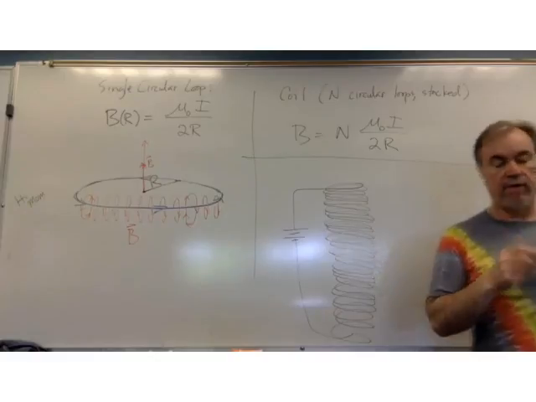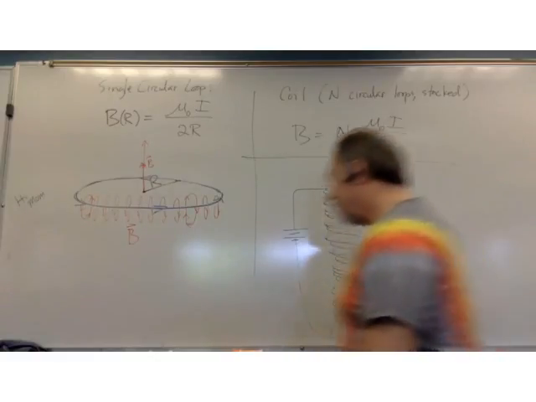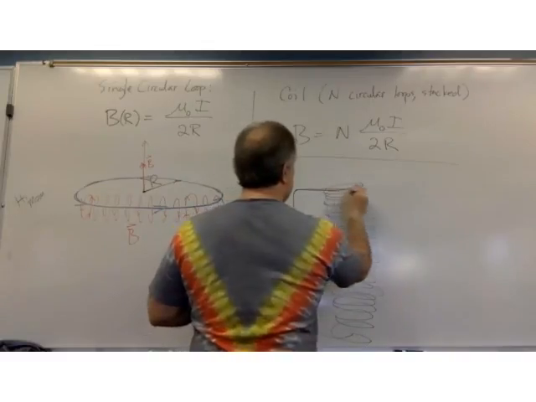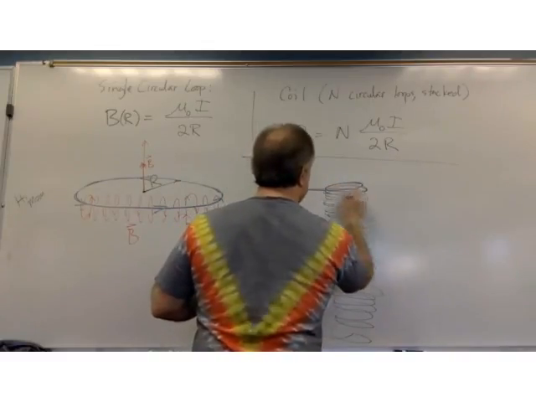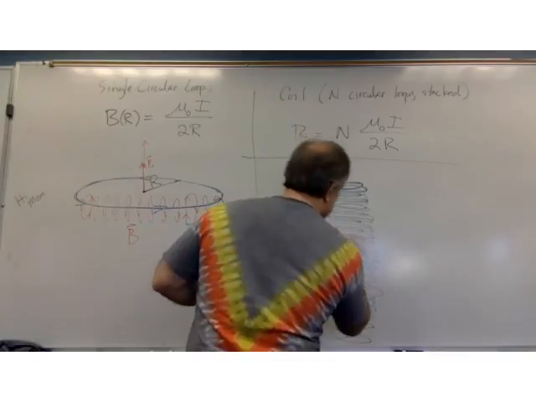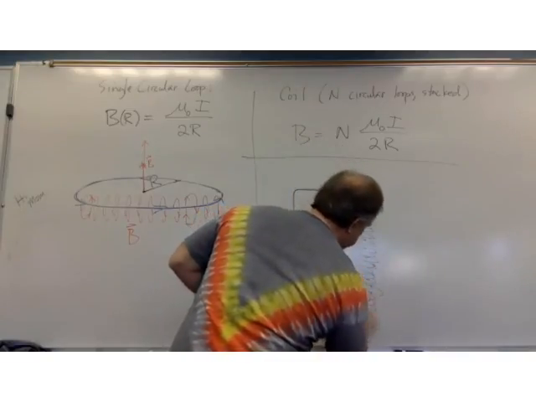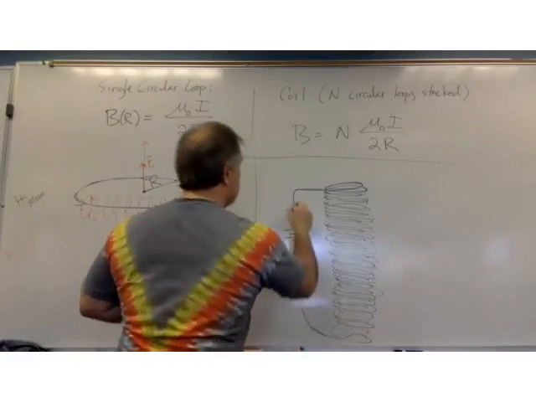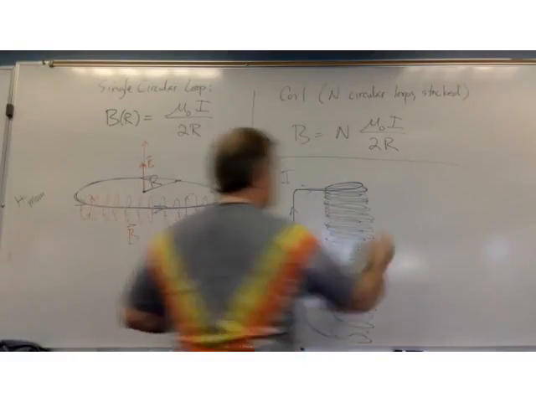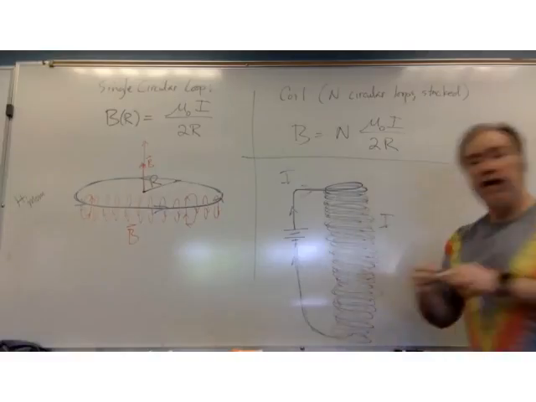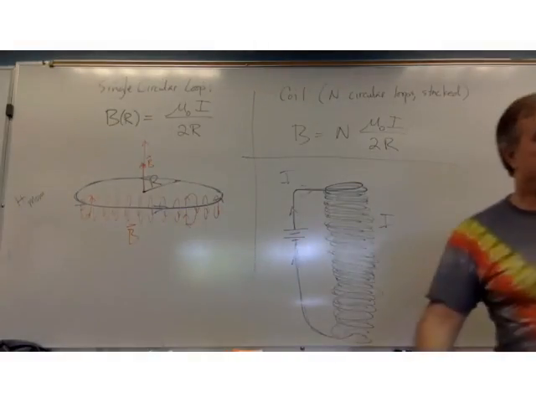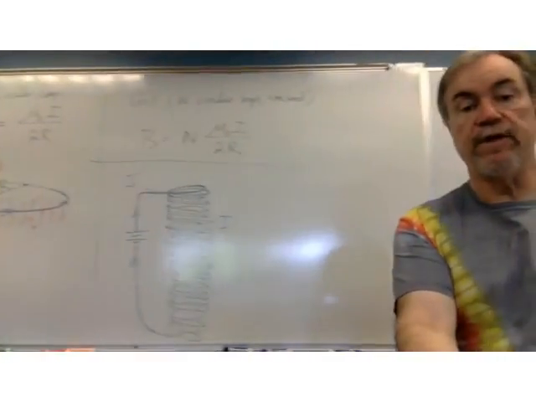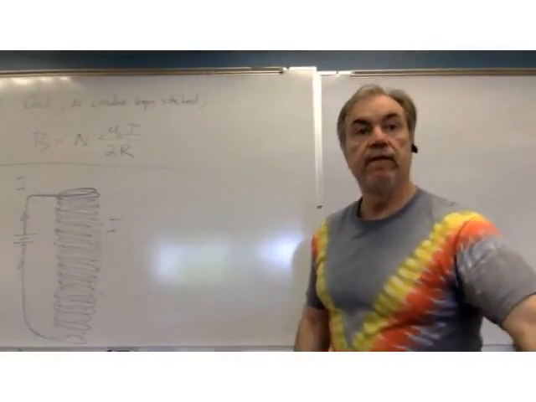Connect them across a potential source, and what happens is you get a current that flows in here, and then it goes around and around and around all the way through every one of these turns. Finally comes out the bottom, goes like that, and so you have a whole bunch of turns of wire, a whole bunch of magnetic fields. They all reinforce each other.